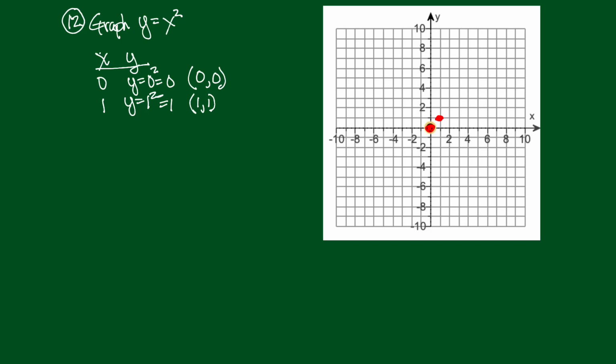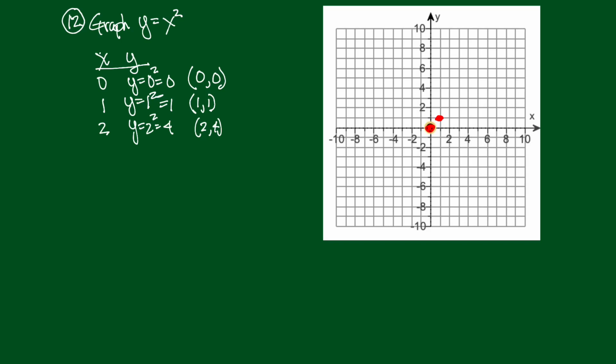1 and 1. Now you might do this also here. Well, let's just keep going. How about if x is 2? If x is 2, put a 2 in here. So you get y equals 2 squared, which is 4. Now you have this point, over 2 up 4.